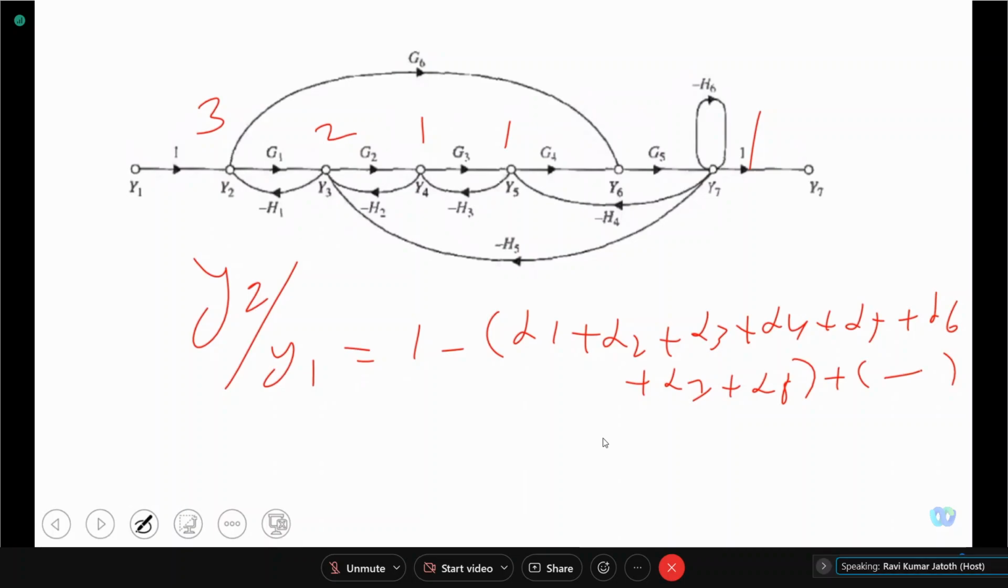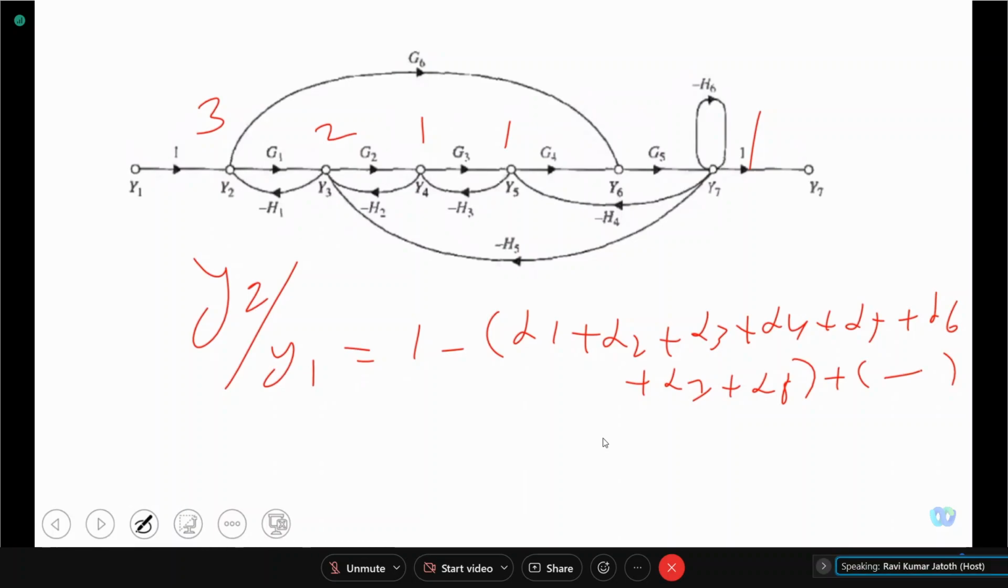Then start with L2: L2, L3, L2, L4, L2, L5, L2, L6, L2, L7, L2, L8. Then check L3, L4, L3, L5, L3, L6, L3, L7, L3, L8. Then check L4, L5, L4, L6, L4, L7, L4, L8. Then L5, L6, L5, L7, L5, L8. Then L6, L7, L6, L8. Then check L7, L8. Right.